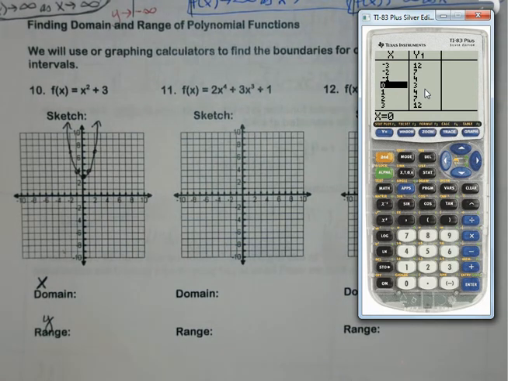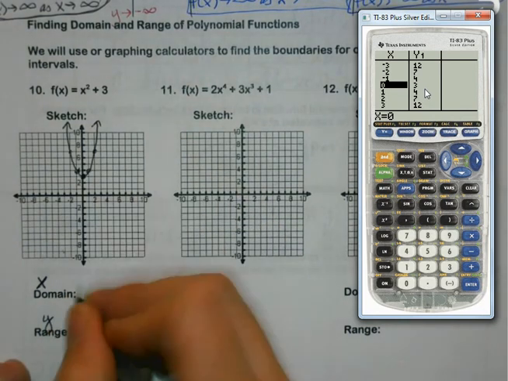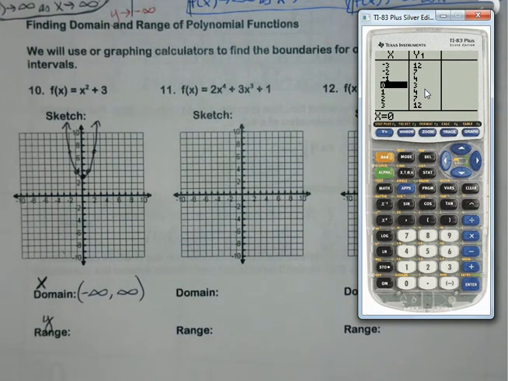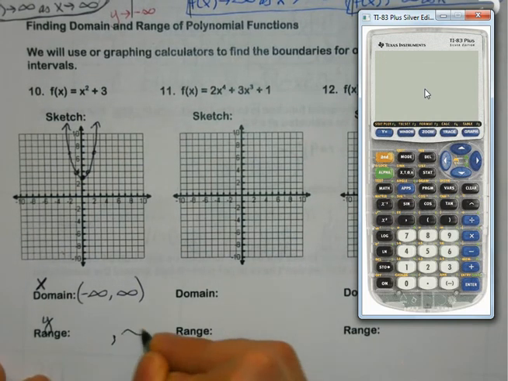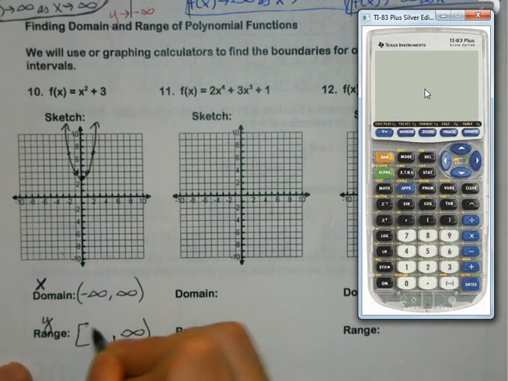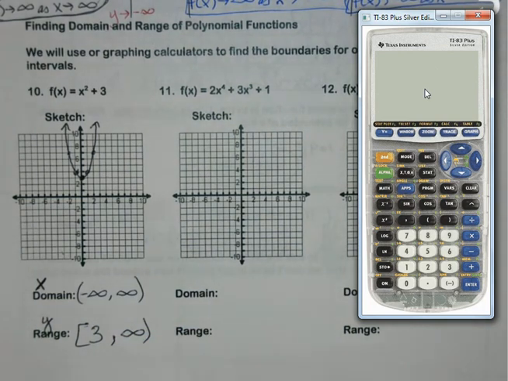Nice thing about domain, if you see arrows on both sides of your graph, oh, I do, that's going to be negative infinity to infinity every time because they're going to keep going forever to the left and right. Range, though, I have to think a little bit more because this doesn't look like it goes up forever. I see that positive infinity part, but it doesn't go down forever. How far down does it go? To 3. There's my range. Okay, it's always least to greatest. So in this case, it's bottom to top on my range.